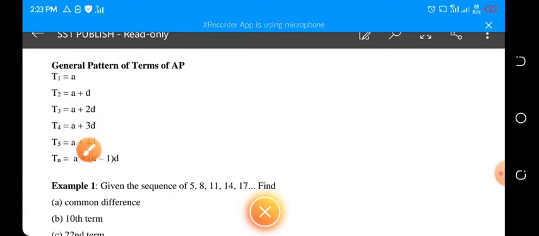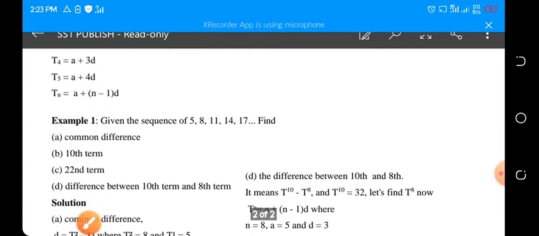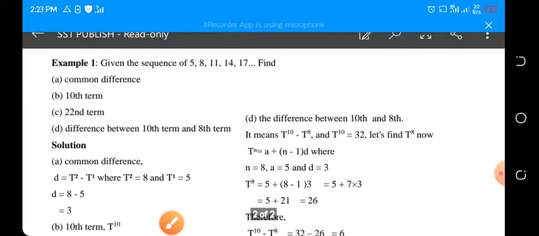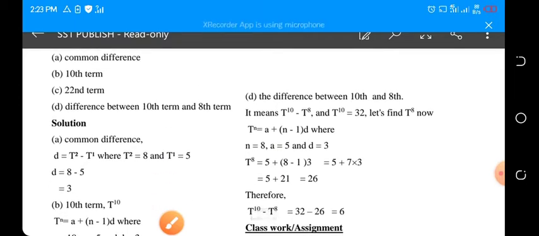All right. Let's move further to an example so that we can get it clearly now. Example 1. Given the sequence 5, 8, 11, 14, 17, and so on, find: A, the common difference; B, the 10th term; C, the 22nd term; D, the difference between the 10th and the 8th term. Now the solution.